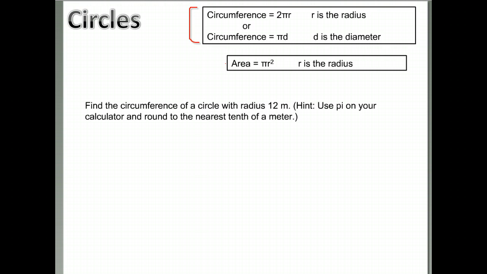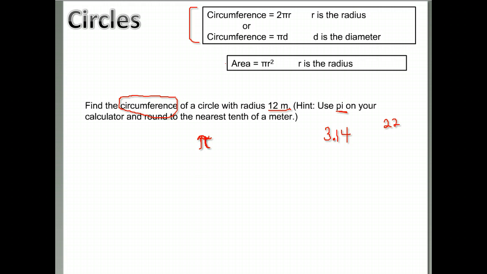Okay, so here's our first question. And again, you'll want to watch carefully whether they say circumference or area. Find the circumference of a circle with a radius of 12 meters. Use pi on your calculator. So pi is a symbol that looks like this. Should be on your calculator somewhere. In a pinch, you can use the number 3.14 because that's about what pi is equal to.